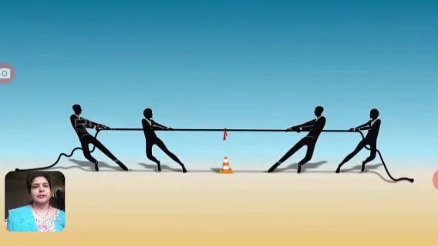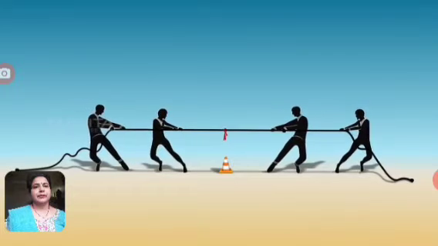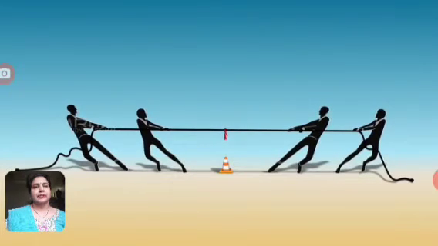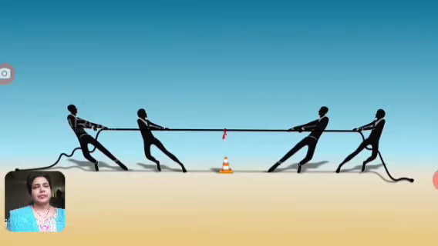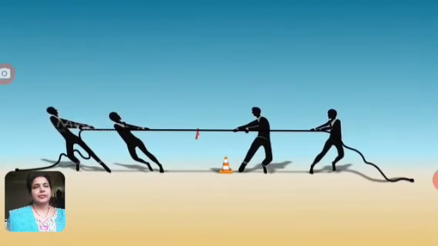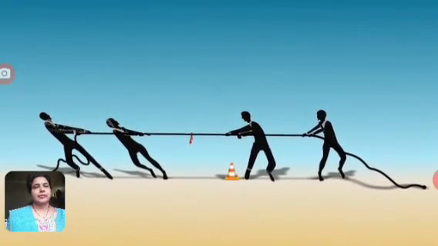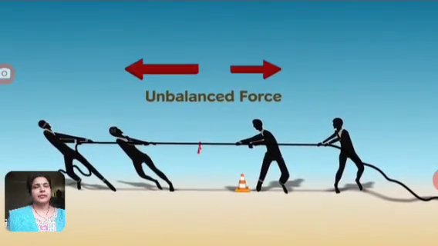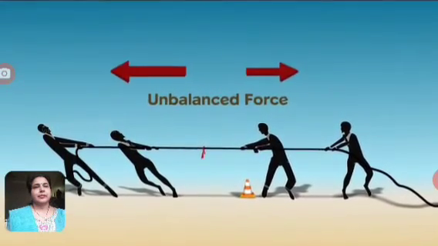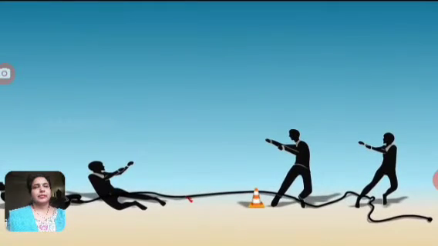If you have seen a game of tug of war, you would have seen two teams pulling a rope in opposite directions. If the rope doesn't move, the forces applied by the teams are balanced forces as they are of equal magnitude in opposite directions. If one of the teams applies greater force, it pulls the other team and the rope towards their side. In this case, the forces are unbalanced as the two forces are of unequal magnitudes in opposite directions. If one of the teams lets go of the rope, the opposite team falls backwards.